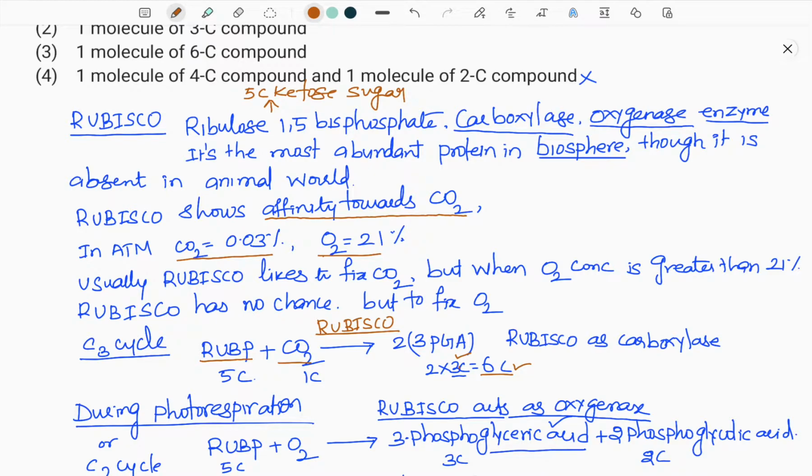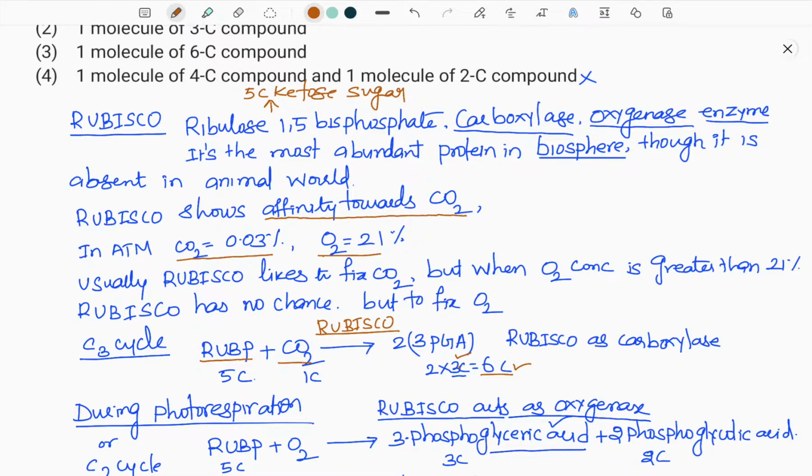Then what happens when Rubisco fixes oxygen? Does it really fix oxygen? Yes, it fixes oxygen. Then when does it fix oxygen? I told you that when oxygen is more than 21 and CO2 is less than 0.03, then Rubisco fixes oxygen. Generally you see that. For example, a park or a garden is there. In that garden, many plants are there. We went to the garden and sat there for some while.